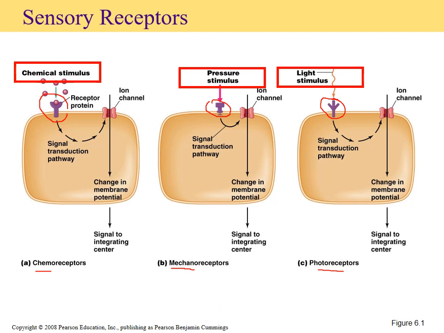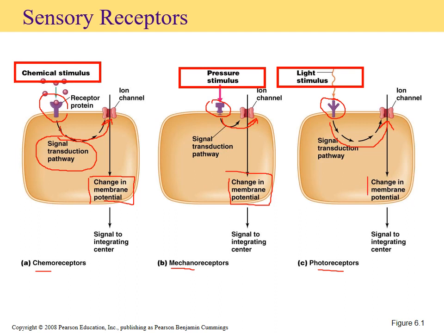Once you have the proper stimulus connected to the receptor protein, it's going to transduce or convert the signal, and we're going to activate a transduction pathway, and that will cause the ion channels in the receptor cells to respond. Now in this case, all the ion channels are going to open, but there are cases where they will close. But either way, the change in the ion channels will cause a change in membrane potential.